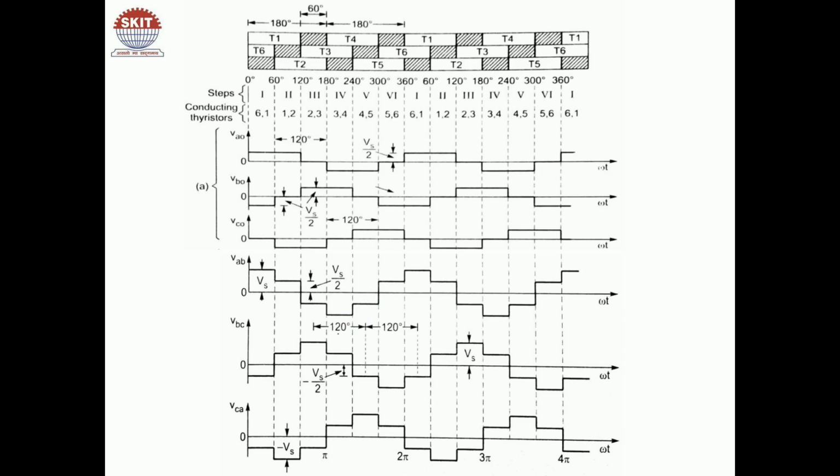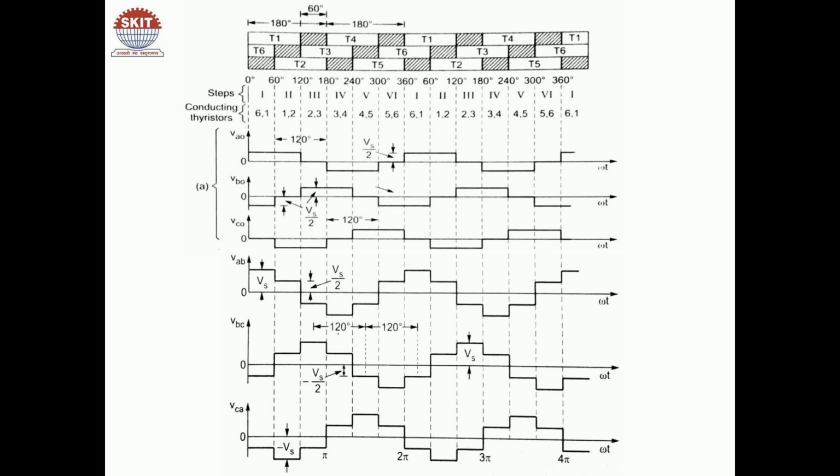From 300 to 360 degree, it is 0 minus minus Vs by 2, that is plus Vs by 2. So line voltage VAB will be there. So this is the line voltage waveform for VAB. Similarly, we can plot the waveforms for line voltage VBC and VCA.